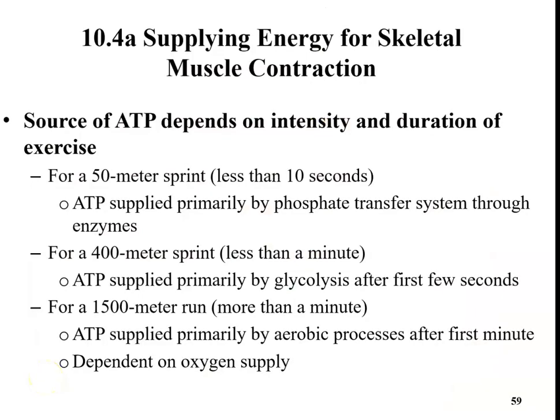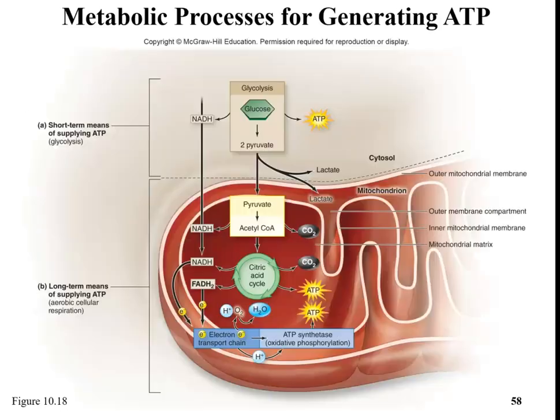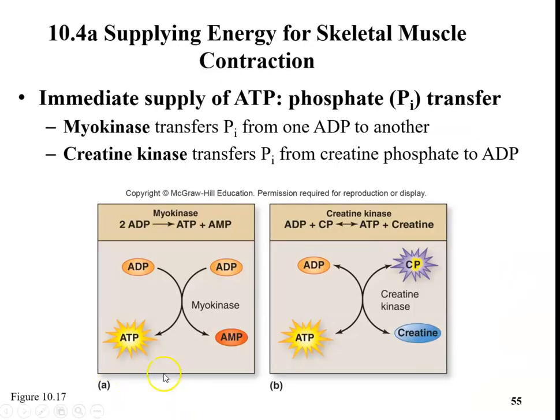Okay, so which source of ATP gets used? Is it the immediate supply, the short-term supply, or the long-term supply? Well, that depends on the intensity and the duration of your exercise. So for a sprint that's less than 10 seconds, most of your ATP is going to be supplied by that phosphate transfer system, through those enzymes, the conversion of 2 ADP molecules to an ATP and an AMP, and then basically stealing that phosphate group off of creatine and making an ATP out of that.